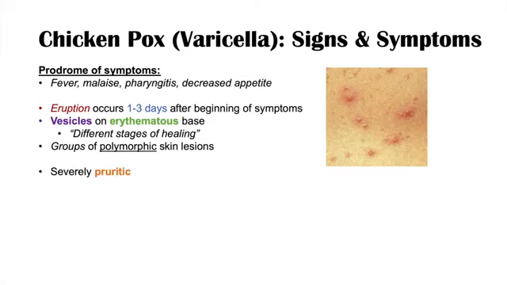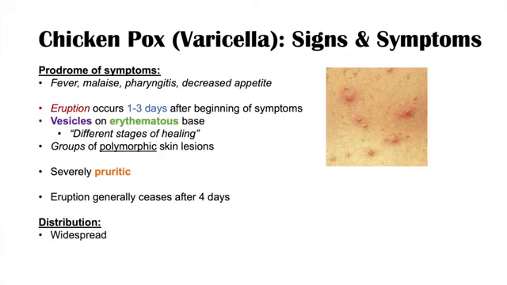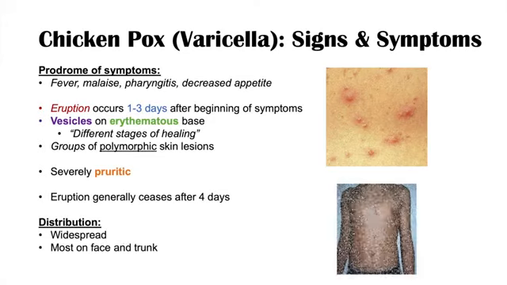And another key characteristic of chickenpox is that these vesicles are very pruritic, which means that they are very itchy. And what happens is the eruption generally ceases after about 4 days. So when the eruption of the vesicles starts, it takes about 4 days before it all completes. And the vesicles can be widespread, but most of the time they are on the face and the trunk.